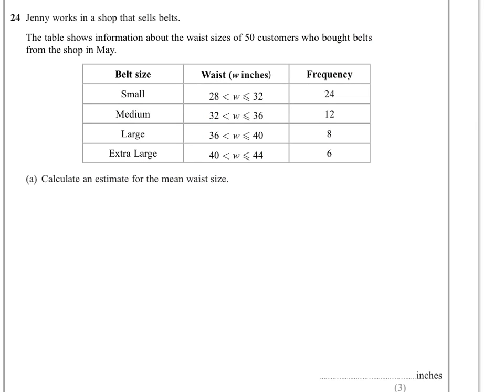Question 24. It says Jenny works in a shop that sells belts. The table shows information about the waist sizes of 50 customers who bought belts, and this is from the shop in May. So it says calculate an estimate for the mean waist size. So what we generally do in this situation is we know how many of each size was actually purchased. It tells us that here.